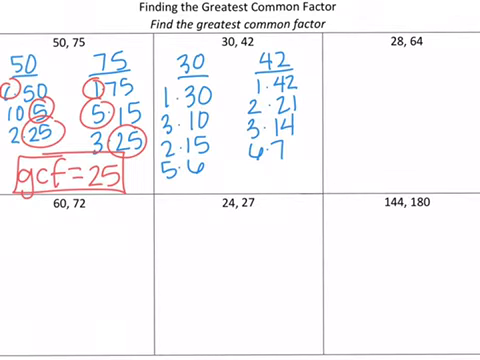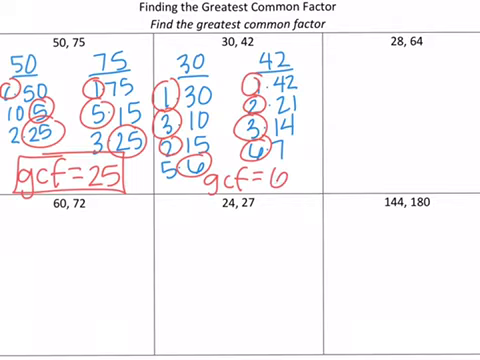So now we're going to look at our common factors. So we, of course, have 1. That's pretty simple. We have 2. We have 3. And then we also have 6. Now the greatest common factor is that greatest number that we have. And our greatest common factor is 6. Go ahead and try the next 4 on your own and check back to see your answers.